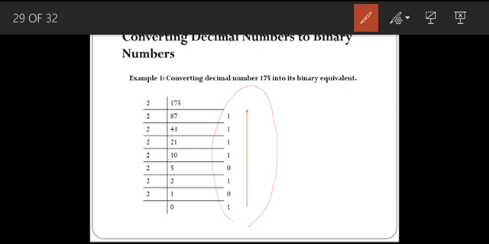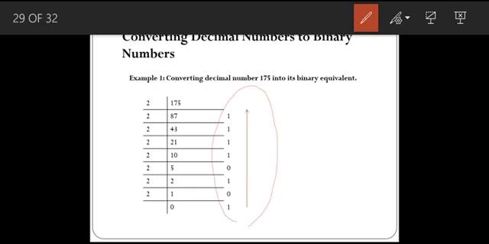The value of 175 will now be 10101111. Read from bottom to top. And this process should be continued till you reach 0 quotient. We need 0 quotient. We can convert any decimal number to its binary equivalent by dividing by number 2 repeatedly and writing the remainder on the right hand side, quotient on the left hand side, and we need to read all the remainders from bottom to top.